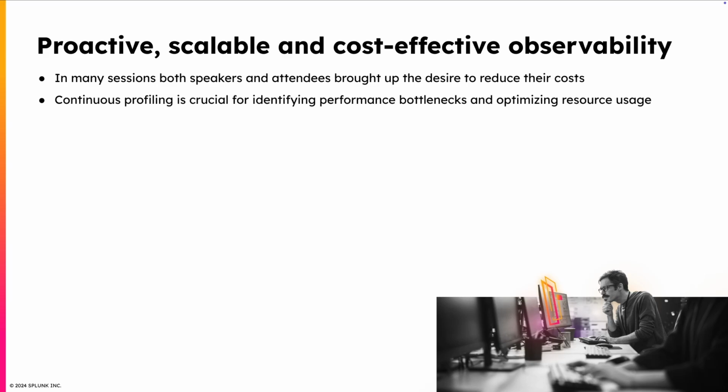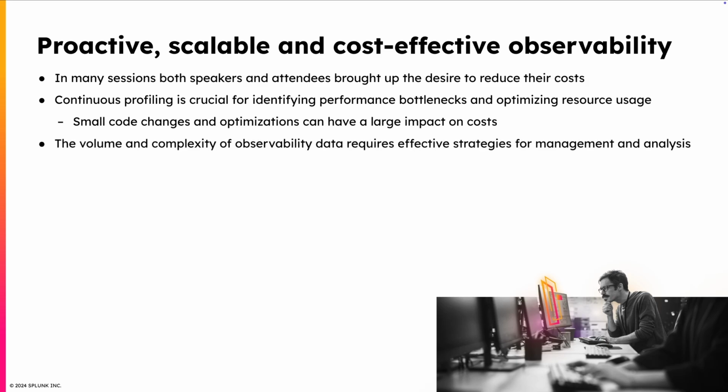Continuous profiling, for example, is becoming a crucial tool for identifying performance bottlenecks and optimizing resource usage. And companies are realizing that even small code changes and optimizations can have a big impact on costs, particularly in environments running at scale. Another challenge that came up was the volume and complexity of observability data.